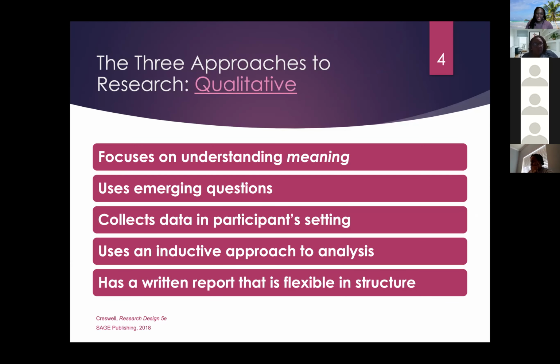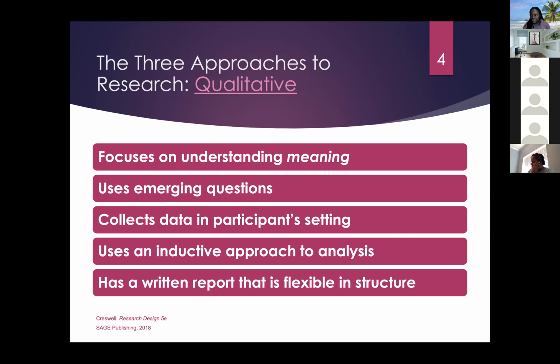So when we think about that extreme left end of the continuum, and we look at qualitative research approaches, there are some characteristics that come into play within the qualitative approach. The first of which is qualitative approaches focus on understanding meaning. That's the main idea when you're thinking about the type of researcher that you are, the kind of questions that you want answered in your work. For qualitative, it's an understanding of the meaning behind something, the meaning that something has.